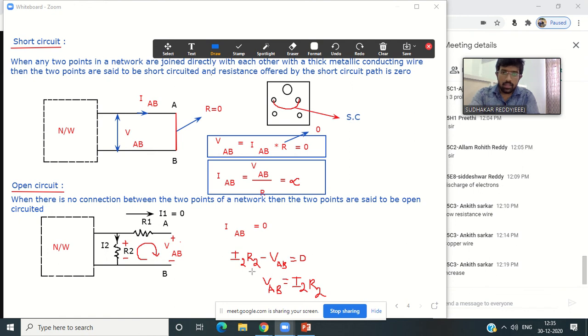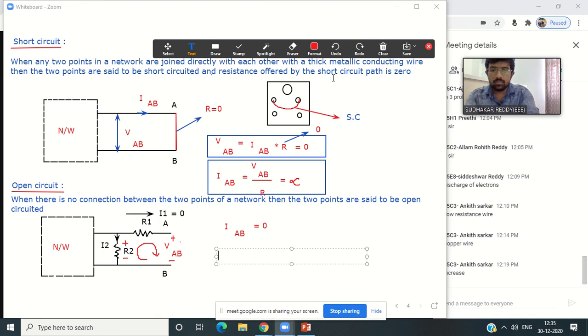And apply KVL also. So I will write here also. KVL also I will write. That is I2 into R2 minus VAB, right? Equals 0. Then VAB equals I2 into R2. So in this case only, I'm telling.